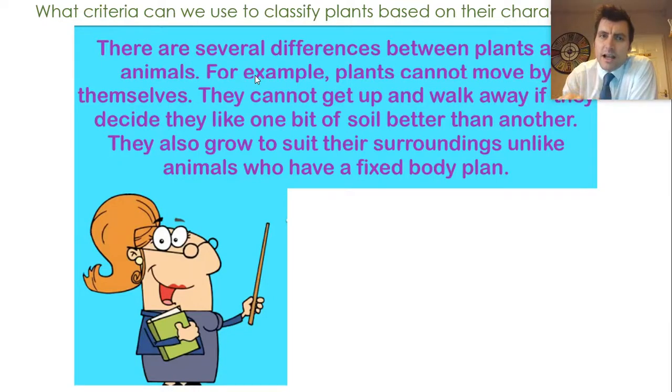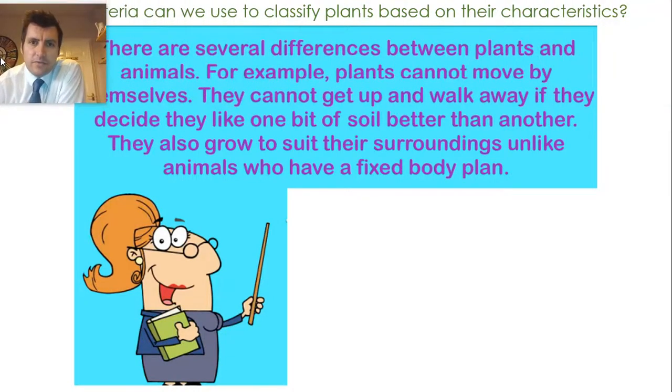There's lots of different examples. There's lots of differences between plants and animals. Plants can't move by themselves. They cannot get up and walk away if they decide that they like one bit of soil better than the other. And I'm a bit worried, Divine, because when we come back to class, I'm a bit worried that Rose might have either gone in the bin or walked away to a different classroom that waters it better. So we must look after that when we get back.